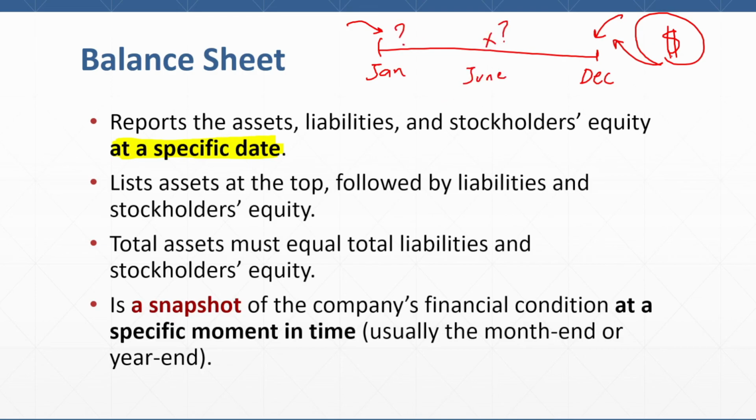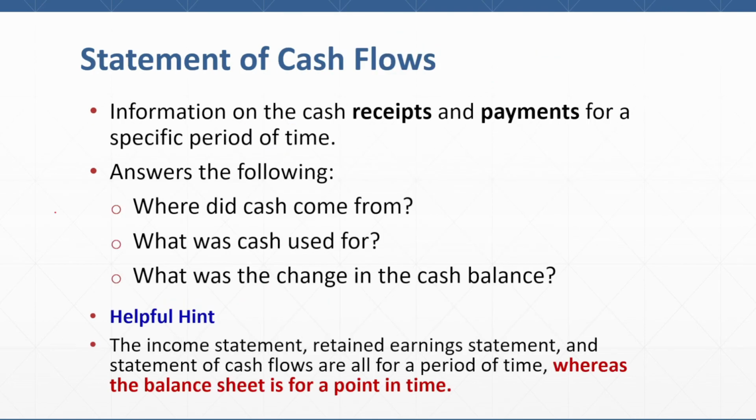Balance sheet represents a specific date, which is usually the end of the year. It is also sometimes called a snapshot of the company's financial condition at a specific moment in time. And finally, the last statement is a statement of cash flows. Again, you will learn more about this statement in your future classes, but basically it just shows how much money you received, how much money you paid.